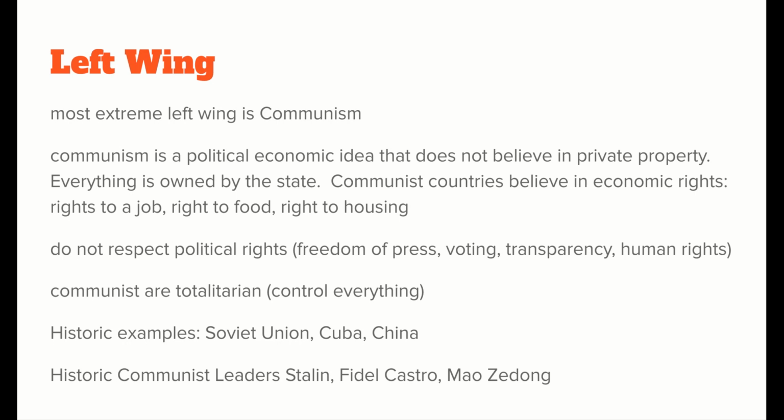Historical leaders are Stalin, Fidel Castro, and Mao Zedong. Stalin was in charge of communist Soviet Union during World War II and post-World War II. Fidel Castro was the communist leader of Cuba in the 1960s and 70s, and Mao Zedong was the communist leader of China post-World War II.